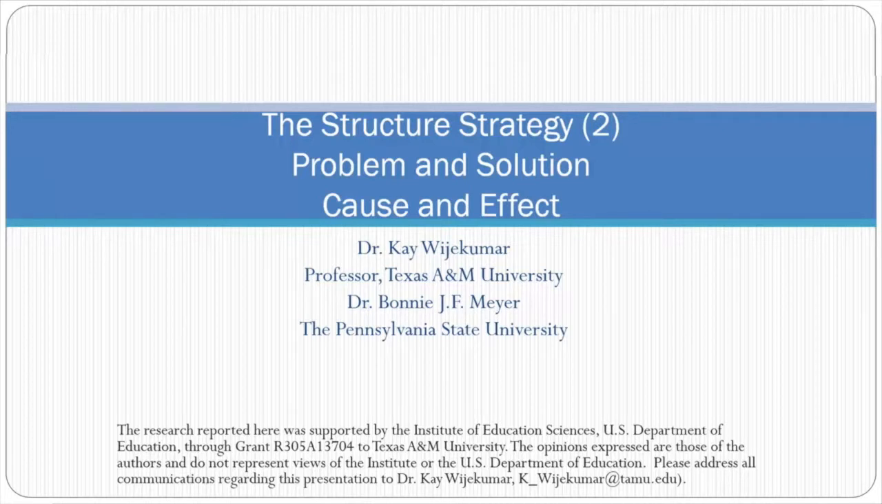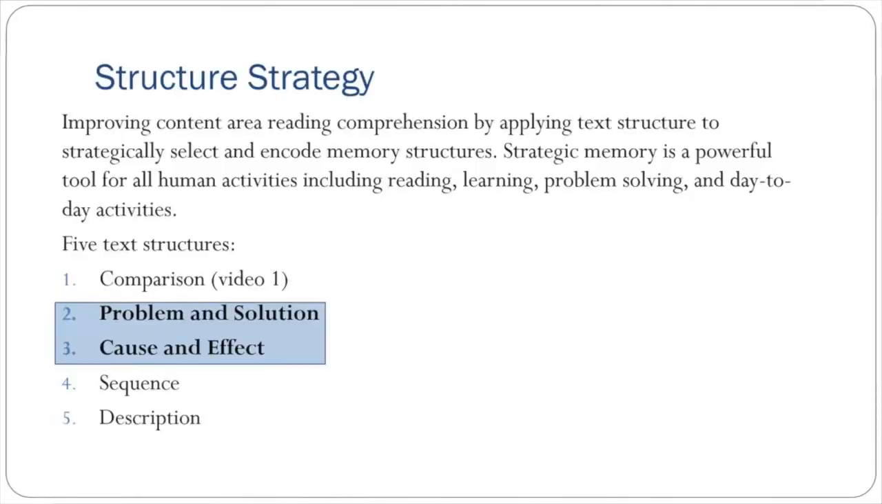This is the second in a series of videos and covers the problem and solution and cause and effect text structures. Improving content area reading comprehension is easy and can be achieved if children know how to select and encode memory structures from what they're reading. Today we're covering information about using the problem and solution and cause and effect text structures.